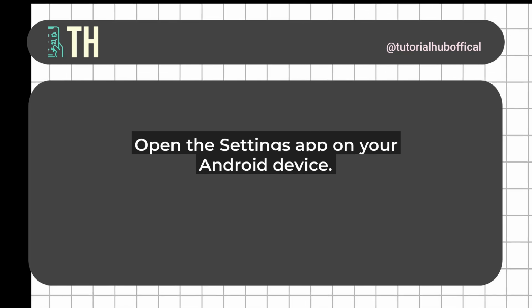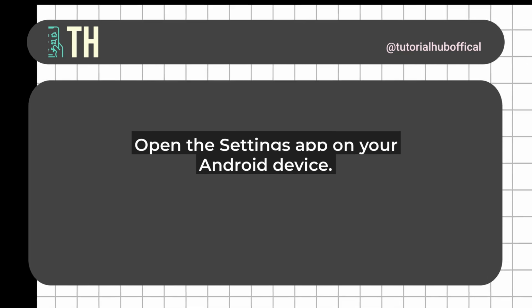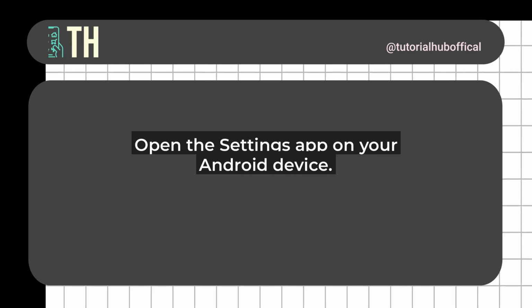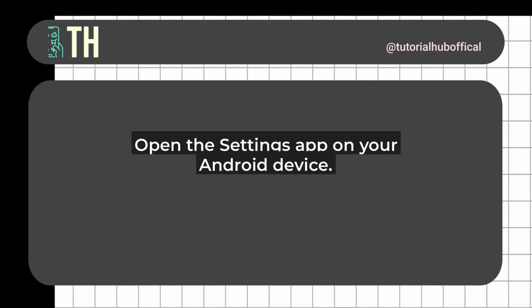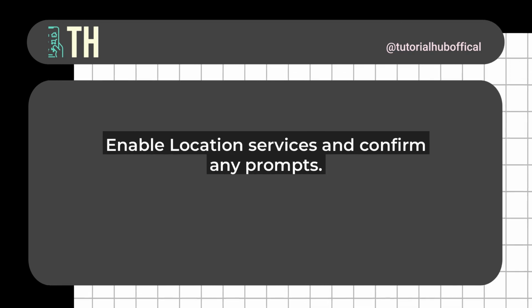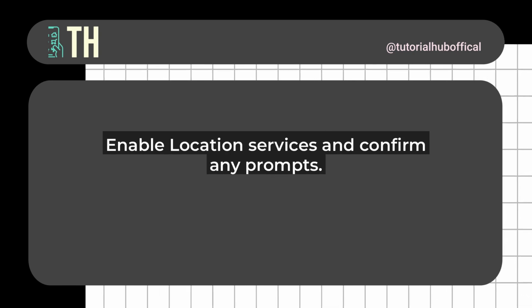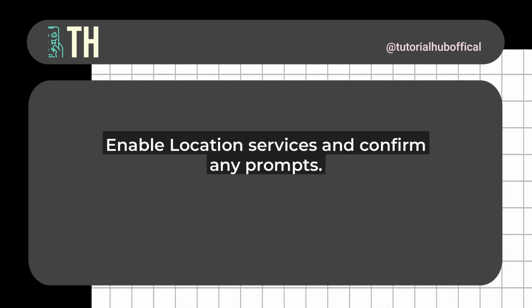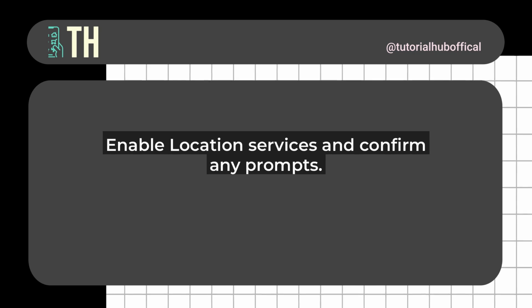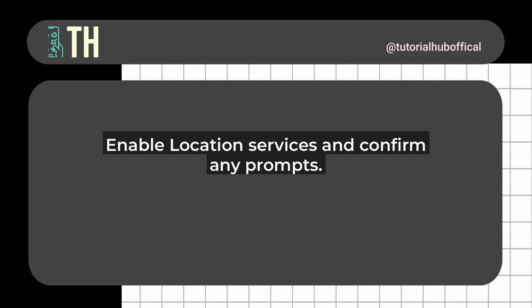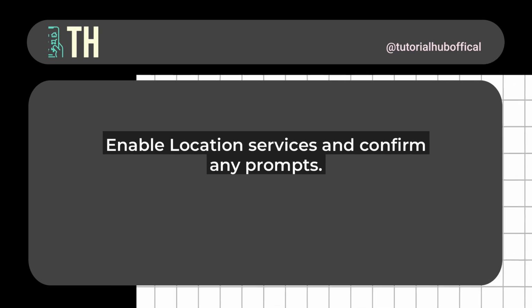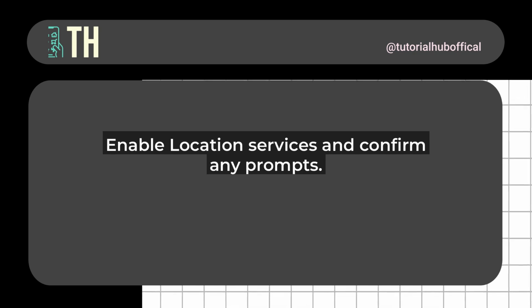Let's dive right in. First things first, make sure your Android device is updated to the latest software for 2025. This ensures all the newest sharing tools are available. Start by unlocking your phone and opening the Settings app. It's usually that gear icon on your home screen or in your app drawer. Once you're in Settings, scroll down and tap on Location.